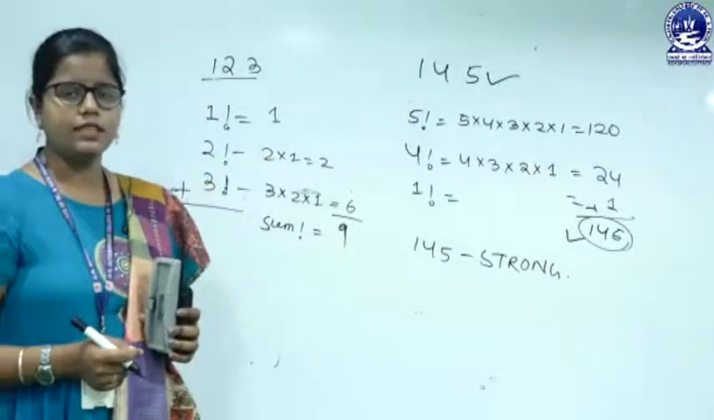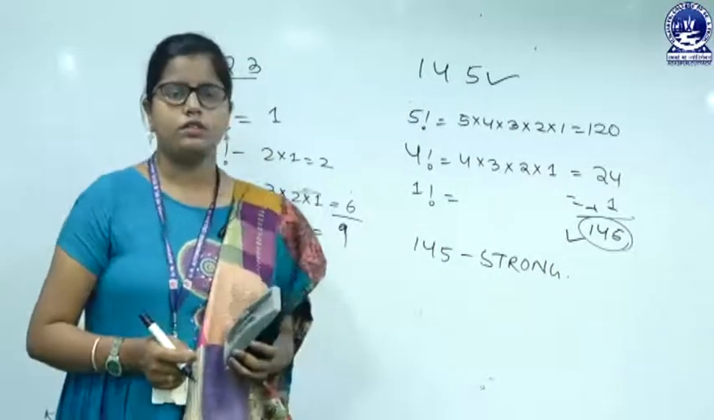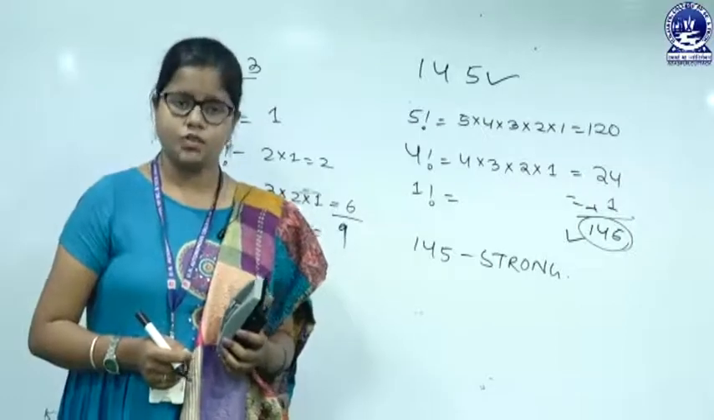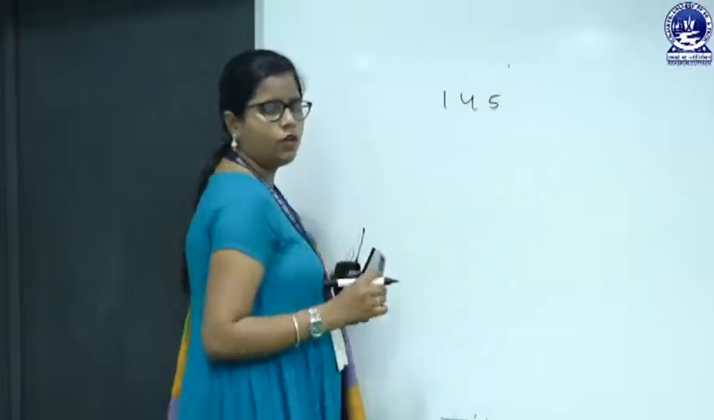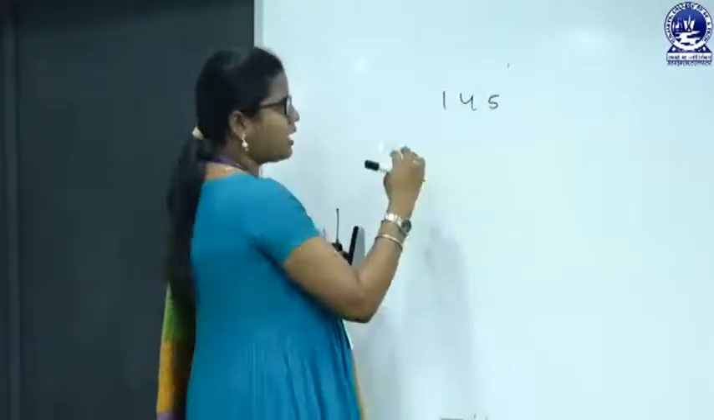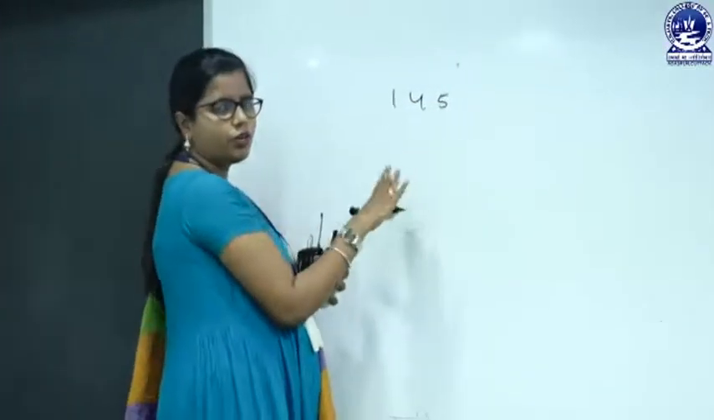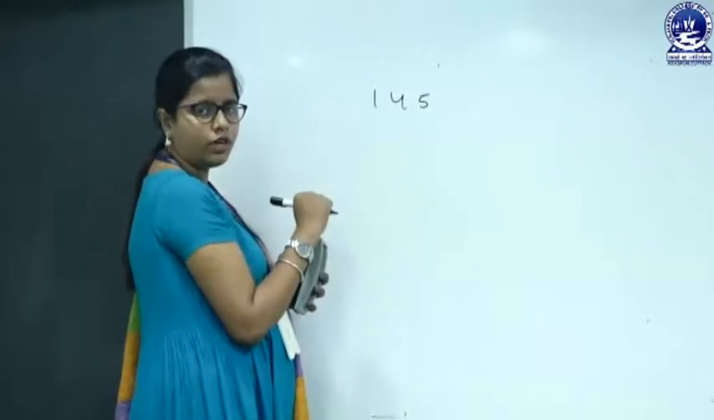So let's write the pseudocode for checking whether a given number is strong or not. Before writing the pseudocode for the strong number, let's see how to retrieve a digit, how to extract a digit from a number. Suppose the number is 145. We have to extract the 5 first, then we will go for 4, then we will go for 1.